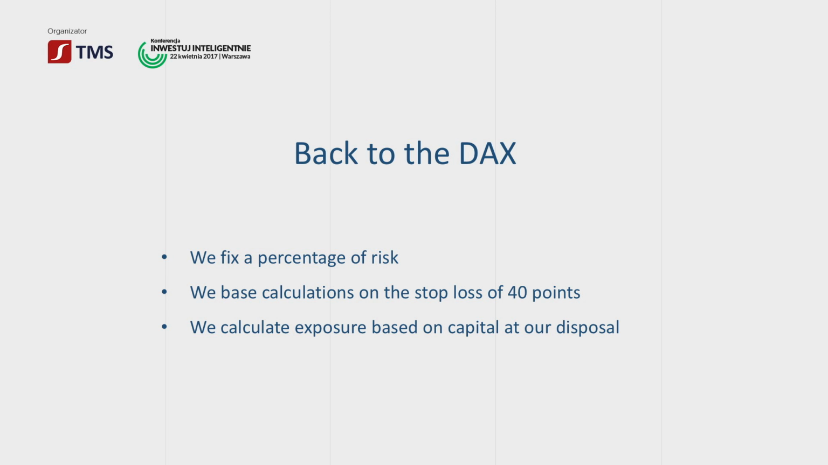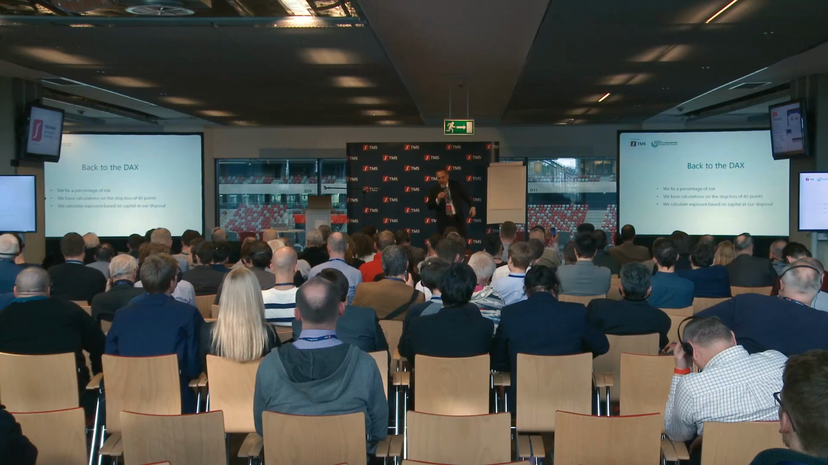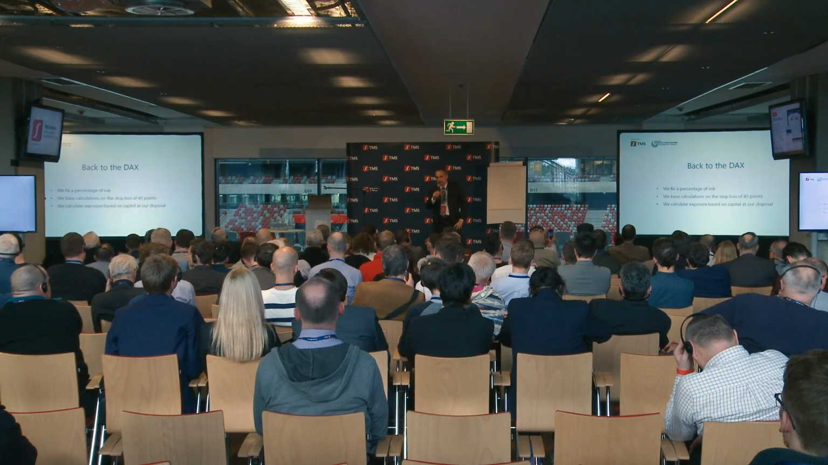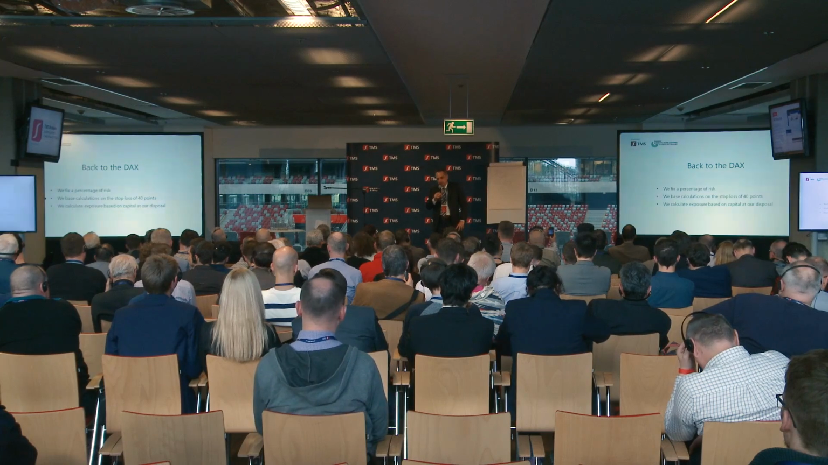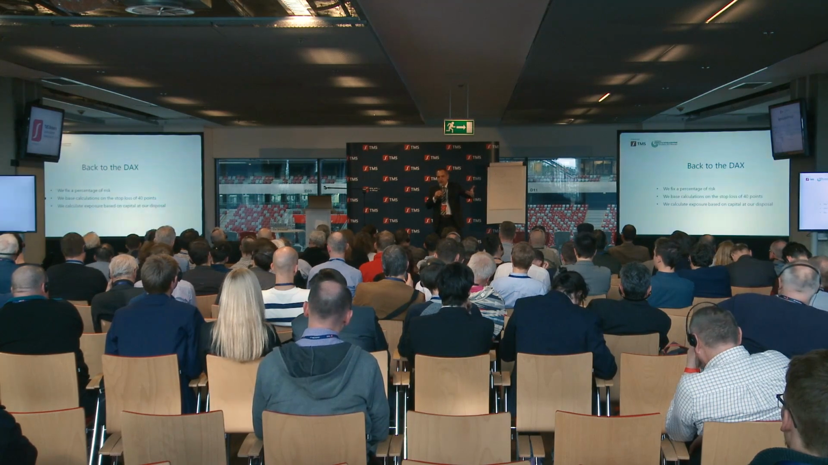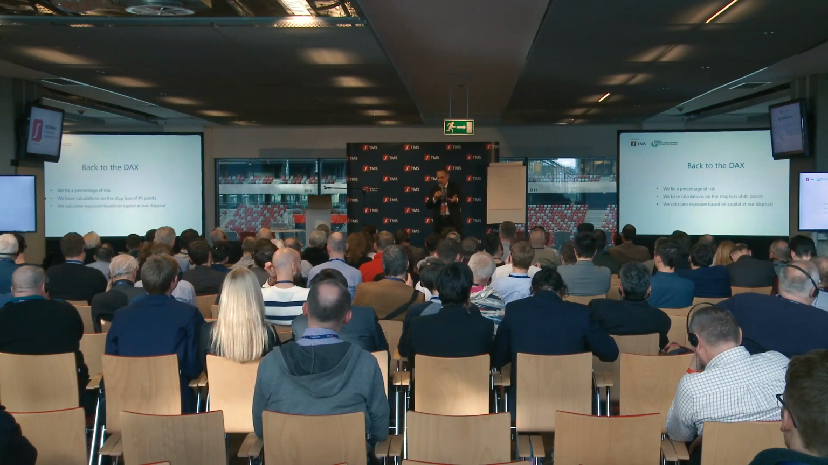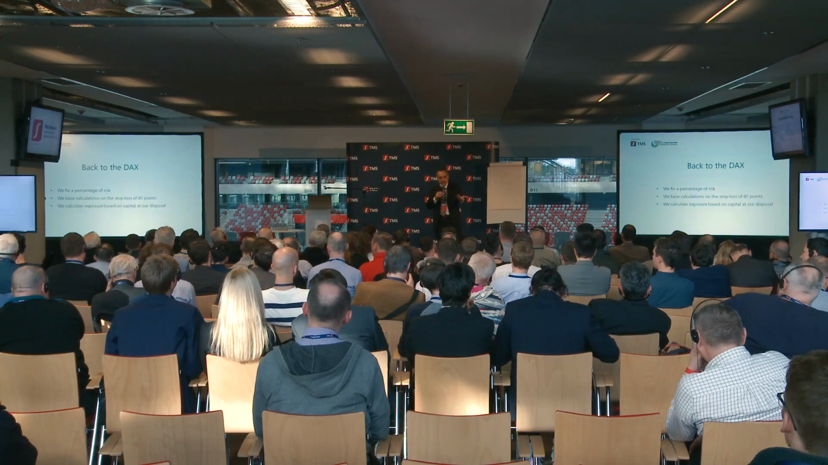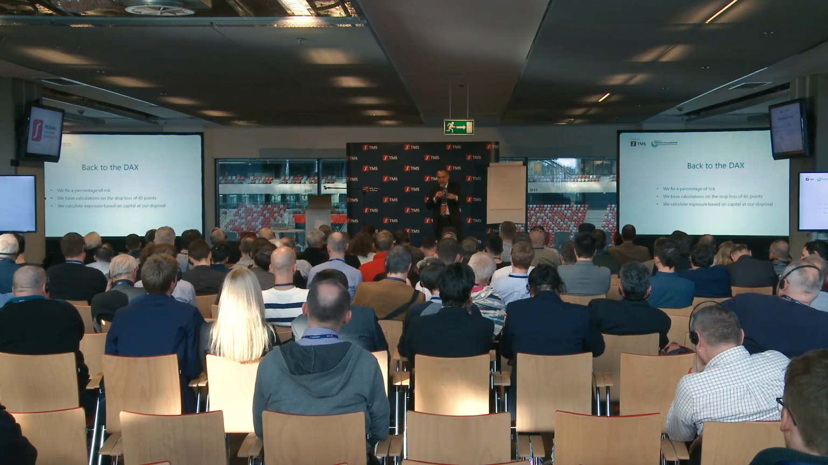And we calculate exposure based on the capital. So we say, with 40 points, I lose 40. I have a capital of 1,000. 2% of 1,000 is 20. If I lose 40, I don't want to risk more than 20, so I have to trade half a lot. Is that clear? Half a lot, because half of 40 is 20.